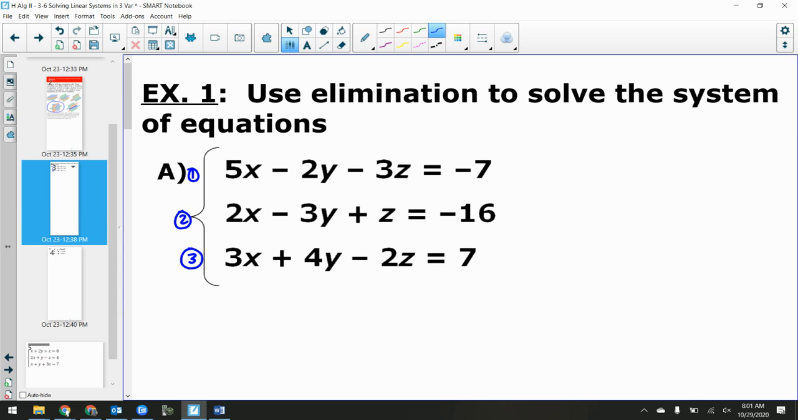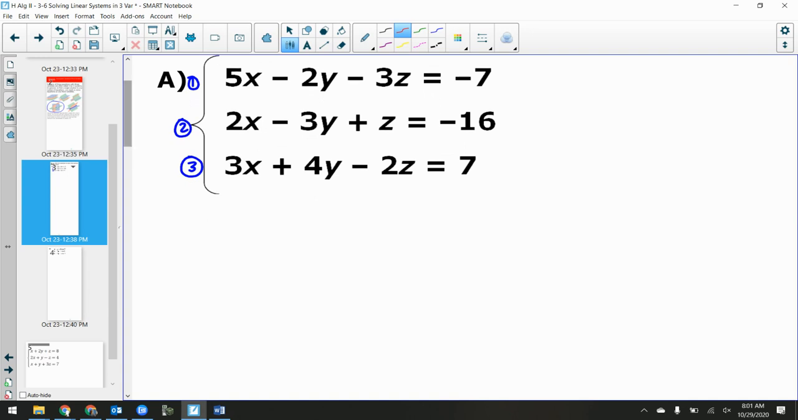Is Z in 2 or 3? Good. Well, let's say Z in the second, right? You see Z in the second equation, it's alone. So let's use 2 and 3. Let's use equations 2 and 3. Okay? What I'm going to do to eliminate Z in equations 2 and 3, well, what do I have to multiply equation 2 by to make Z eliminate?